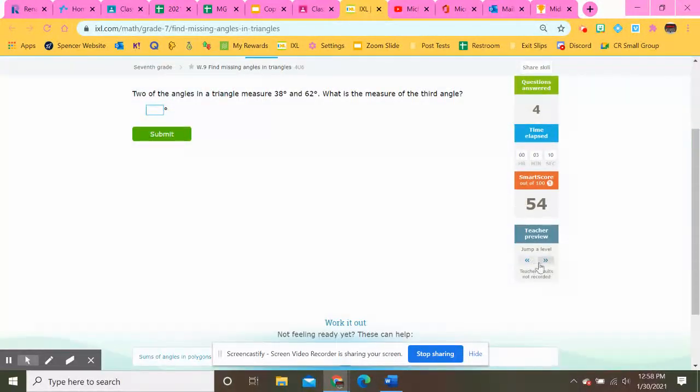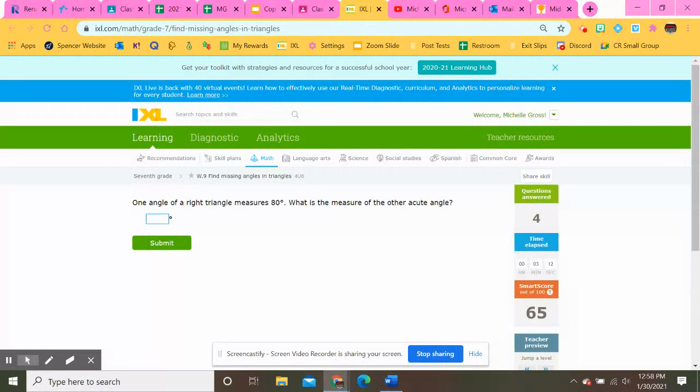And let's see if I jump a level what it looks like here. Okay, yeah, this is one that I wanted to bring up. One angle of a right triangle measures 80 degrees. What is the measure of the other acute angle? And so you're like, well, there's only 1 degree here, but that's not true. It's a right triangle. So the other angle has to be a right angle, which would be 90. So you do 180, you subtract 90, which is the right angle, and then you subtract 80, which is the other angle. And so the other acute angle would be 10 degrees because 180 minus 170 would be 10.